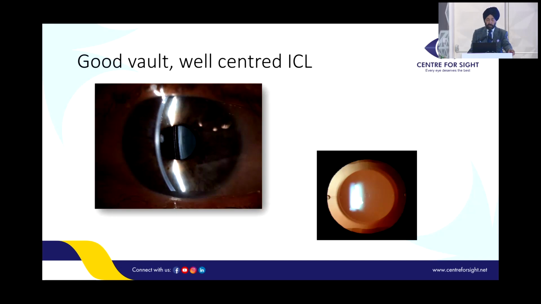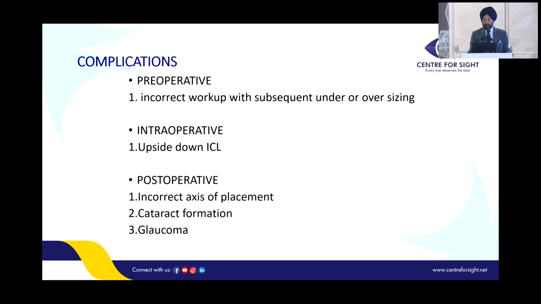So this is just to show you a good vault. You can compare it with the thickness of the cornea and see where it is, and this is post-operatively. You can see this is where the cylinder should be.